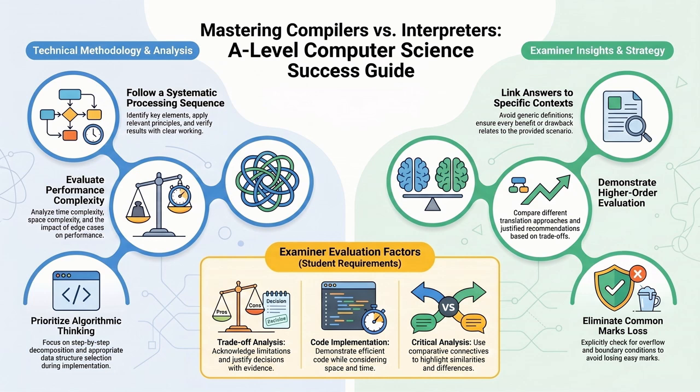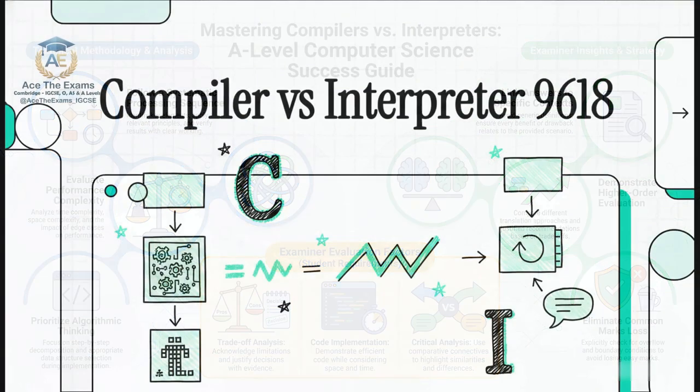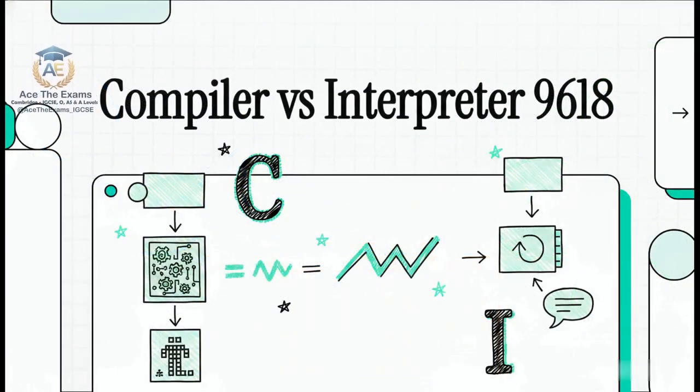Welcome to this explainer. Look, if you are studying Cambridge computer science, whether you're building foundational knowledge in syllabus codes 0417, 0478, 0983, 0984, 2210, or pushing into the advanced territory of our main focus today, syllabus 9618, you already know that translation software is absolutely foundational. But let's be real for a second.